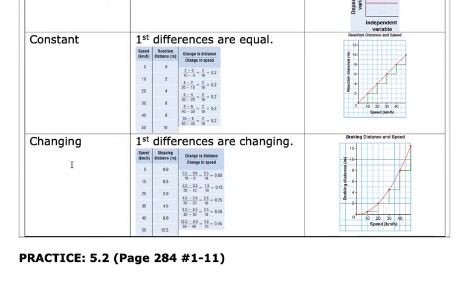Lastly, changing. If the first differences are changing, so meaning that we subtract adjacent values for both the x variable and the y variable, as you see here, expressed as a rate of change, the result when calculating the rate of change is different. And if you have a rate of change that is not always the same, remember that these represent the slope of the line segment between points. And we're seeing that they are different at each point. As you can see, the slope is gradually increasing, and then it begins to rapidly increase. So this is nonlinear for that reason.